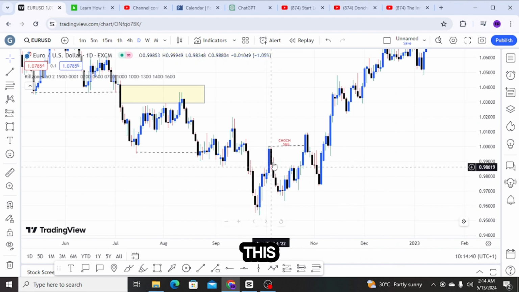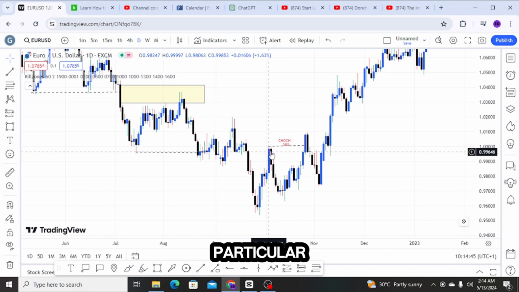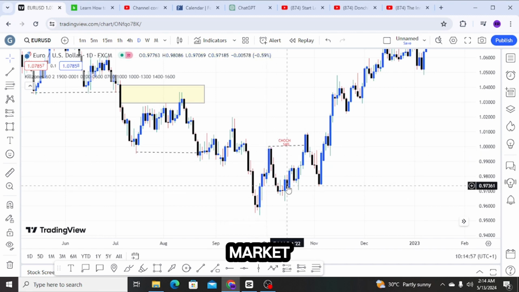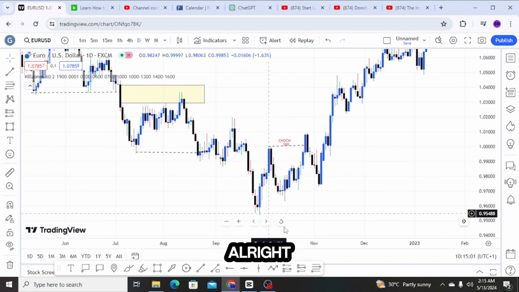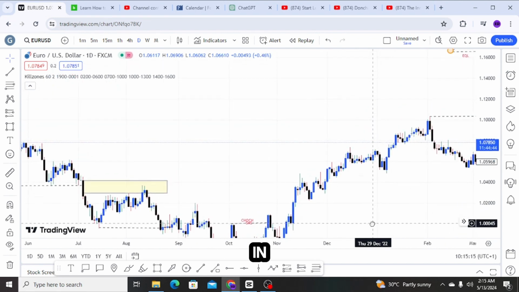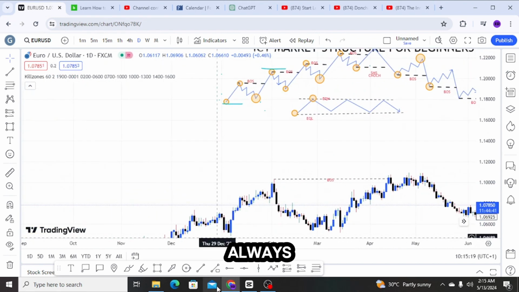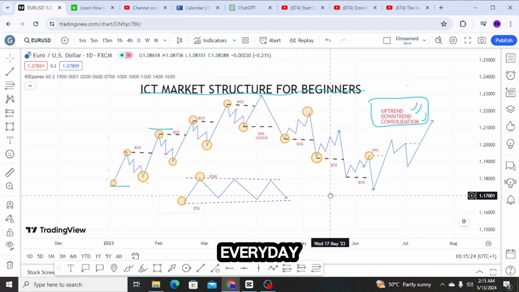You can see that this is a valid pullback, right? Then this particular bullish candle couldn't hold the market to the downside and it broke into the upside. So that's what we call the shift in market structure. All right, so that is how to identify this. Like I said, this is on the daily time frame. If you go down to the 4 hour, you're still going to see the same thing happening in every chart. It is always happening in charts 24/7, like you see every day.